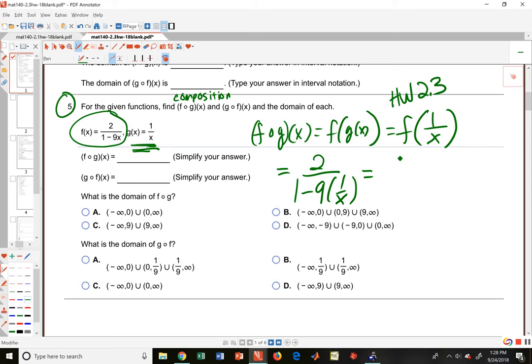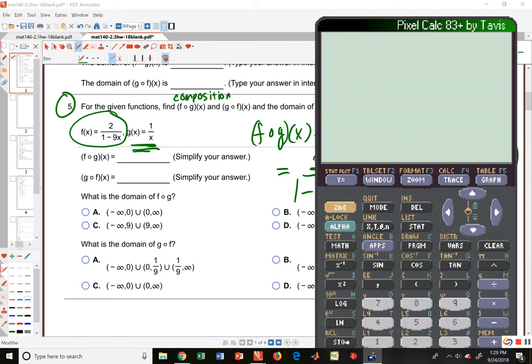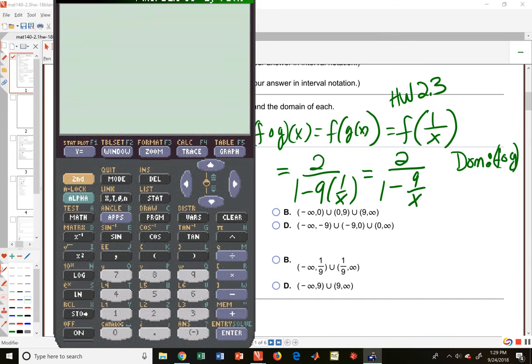Now, the domains and ranges of these things are really important. They have to exist. As you plug in values into G, they have to exist before you can plug them into F. So you've got to be careful about doing too much simplification at this juncture as far as what is the domain of F composed with G. So let's stop right here and figure out what the domain of F composed with G is. The domain of F composed with G is all the numbers that are allowed.